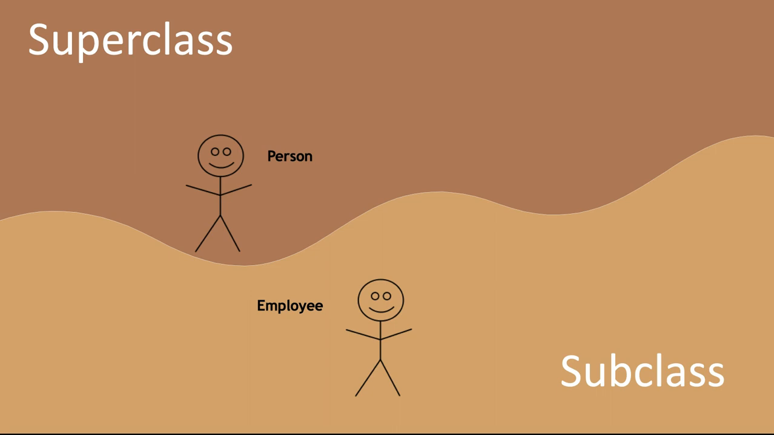An inheritance relationship is known as an is-a relationship. An employee is a person. And being a subclass, it's a specialized type of person. Let's demonstrate inheritance with code.